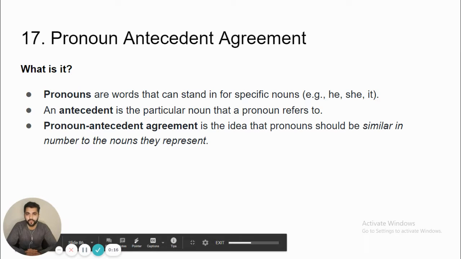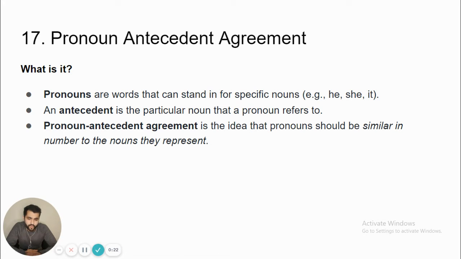Hi. In this video, we will cover pronoun antecedent agreement questions. So let's start. What is it? Pronouns are words that stand in for specific nouns. For example, he, she, it. An antecedent is a particular noun that a pronoun refers to. Pronoun antecedent agreement is the idea that pronouns should be similar in number to the nouns they represent.